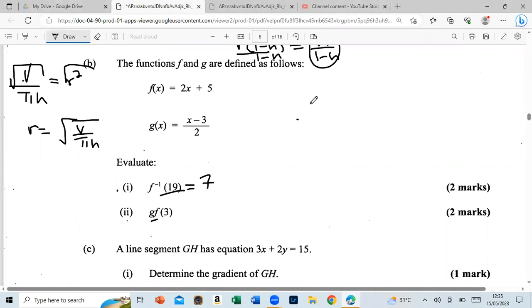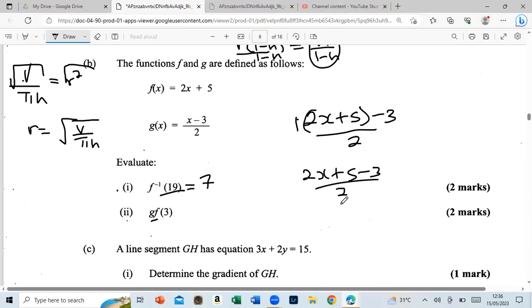So you write back f first, which is the inner function, which is 2x plus 5. Put that in brackets, that becomes our x in g. Now g says x minus 3, so this is x already. So we just minus 3 and then divide by 2. So 2x plus 5 minus 3, all divided by 2. There's nothing to multiply, this will be like 1. This works out to 2x, 5 minus 3 gives us positive 2, over 2.